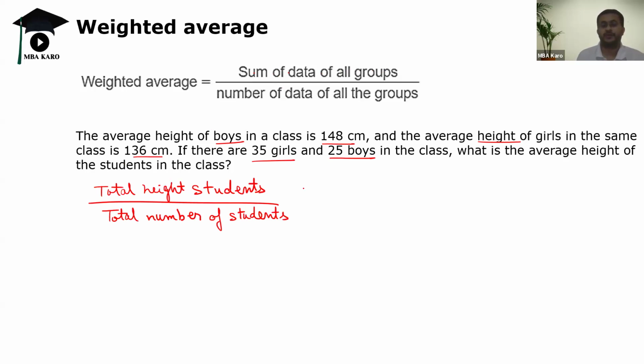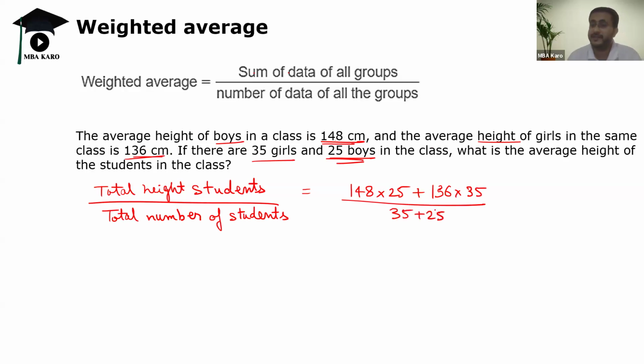Okay. So what we will do is find the total height of the students. There are 25 boys with a height of 148 centimeters, and 35 girls with a height of 136. The total is 35 girls plus 25 boys. So this is what is called the weighted average.